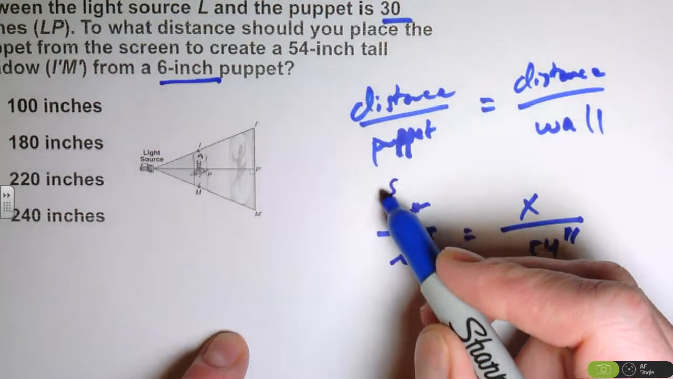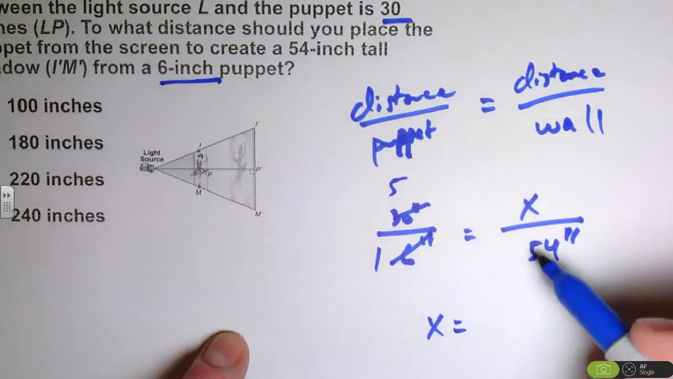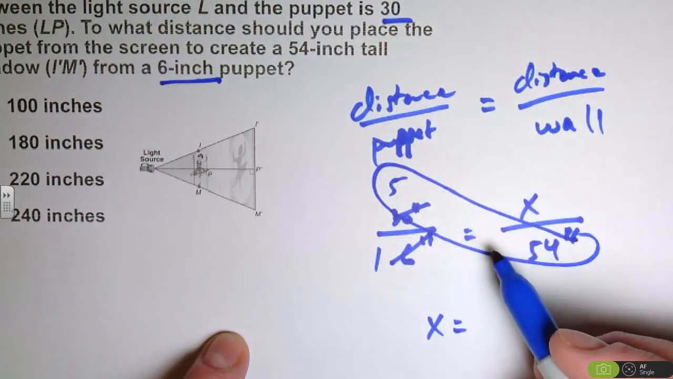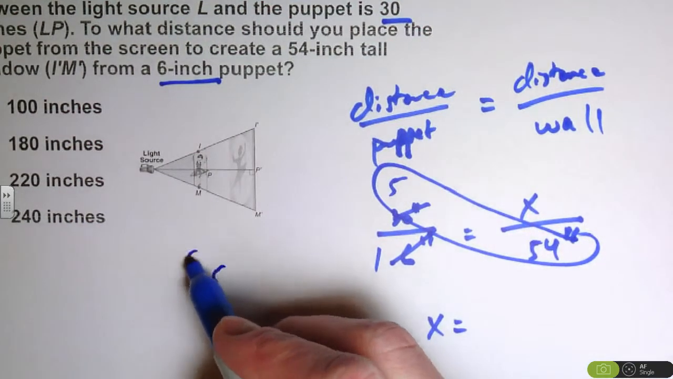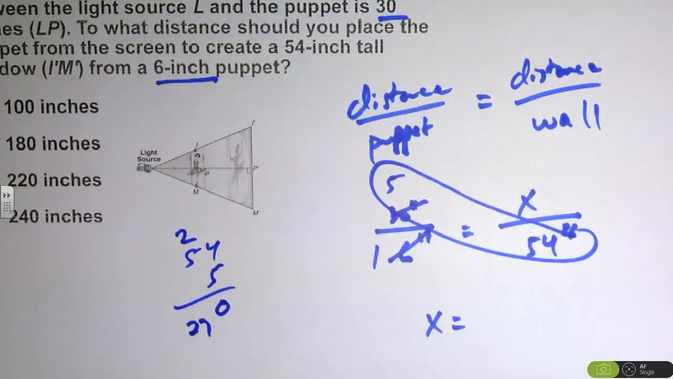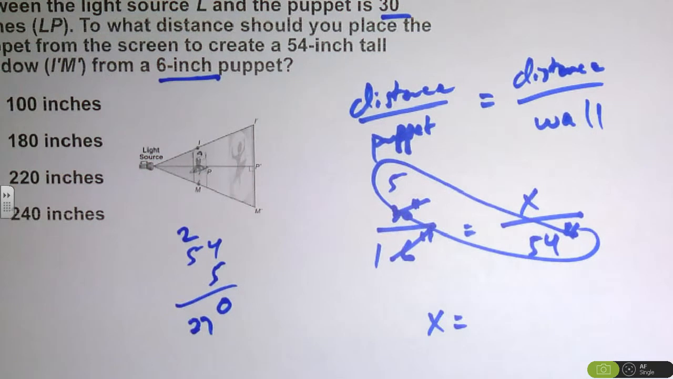So I can reduce this to 5 over 1. 1 times x is going to be x. So we really just need to do 5 times 54, which is 5 times 54, 270. Now the answer is 270.